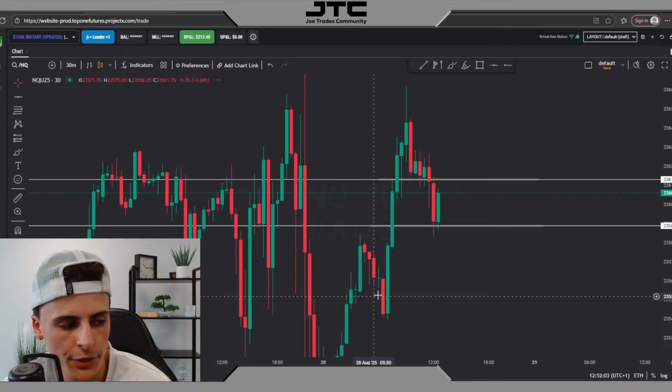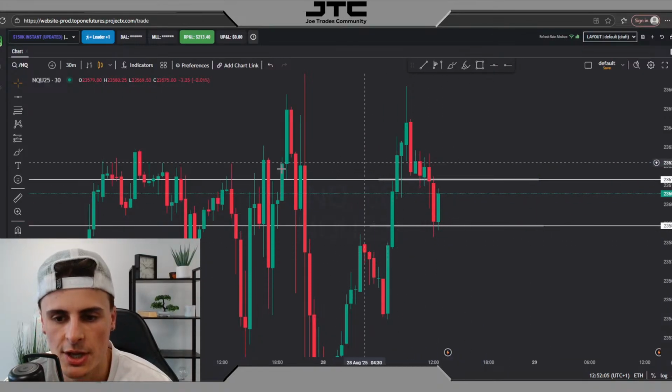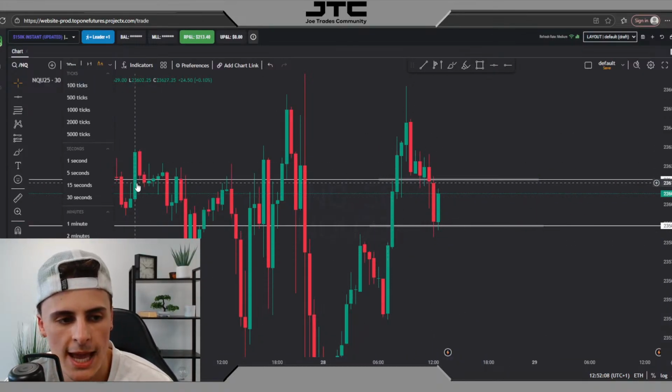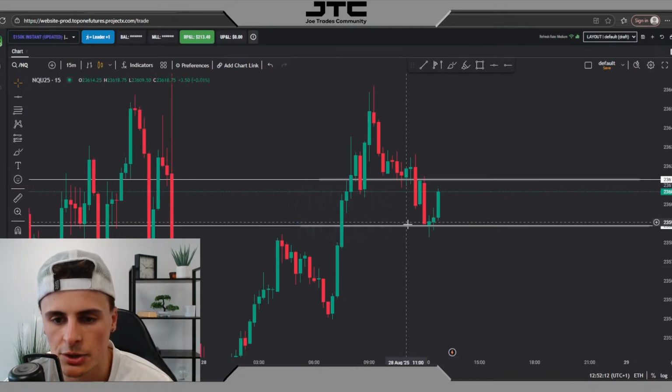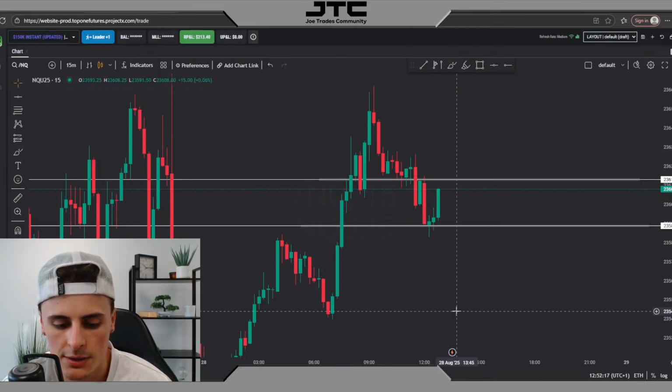Decent 30-minute. Cheers for likes as well, guys. Decent 30 and 15 and 15-minute range here on Nasdaq. So that's what I'm watching, just this NQ range. Breaks above, I'll be looking for upside. Breaks below, I'll be looking for downside.